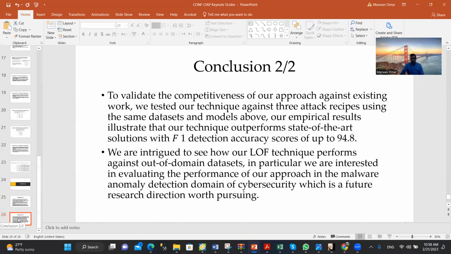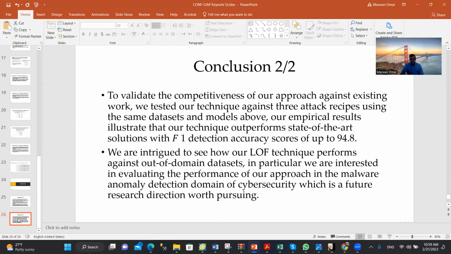To validate the competitiveness of our approach against existing work, we tested our technique against 3 attack recipes using the same data sets and models above. Again, BERT, CNN, and LSTM. Our empirical results illustrate that our technique outperforms state-of-the-art solutions with F1 detection accuracy scores of up to 94.8.